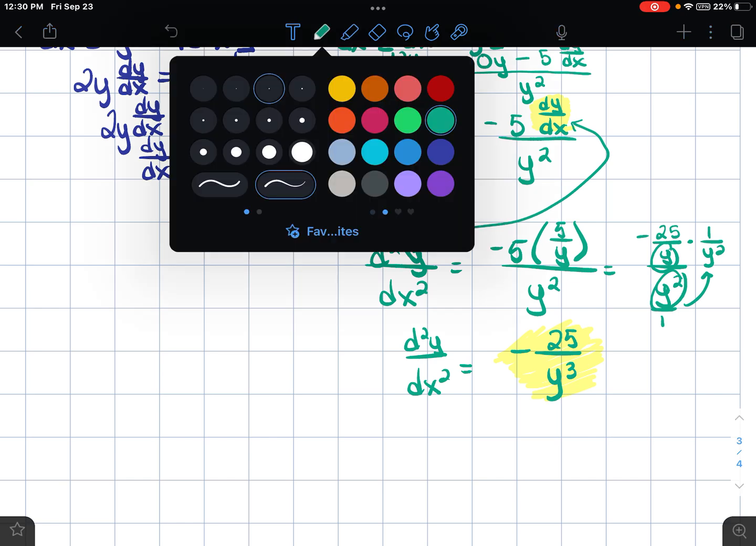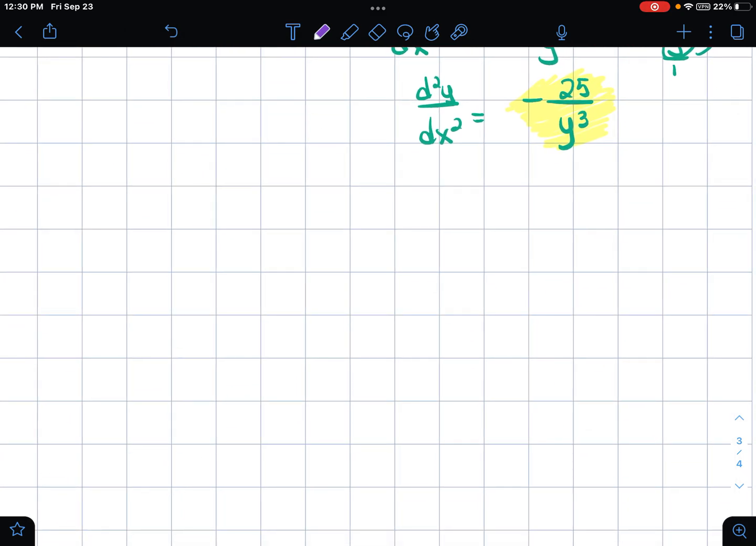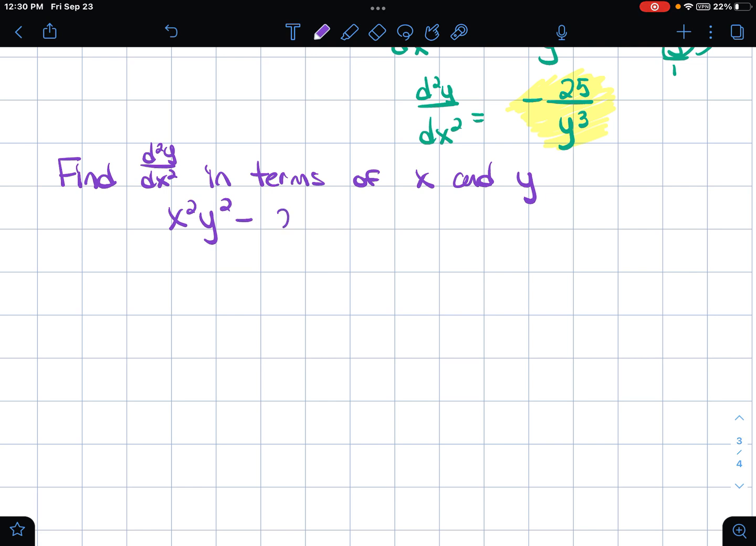Okay, I'm going to give you one to try. This one's going to definitely be a little bit more tricky. So I encourage you to stop the video. I want you to try this. I want you to find d squared y over dx squared in terms of x and y. And here is the equation: x squared y squared minus 2x equals 3. This one's going to get a little ugly, but don't be afraid. Okay, pause. I want you to actually pause. Go give it a try and come back. Did you pause? Go try it.